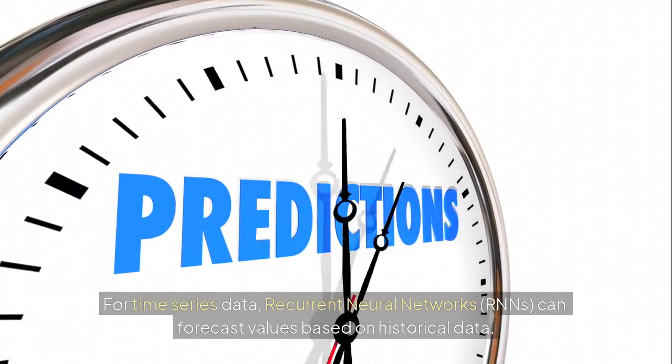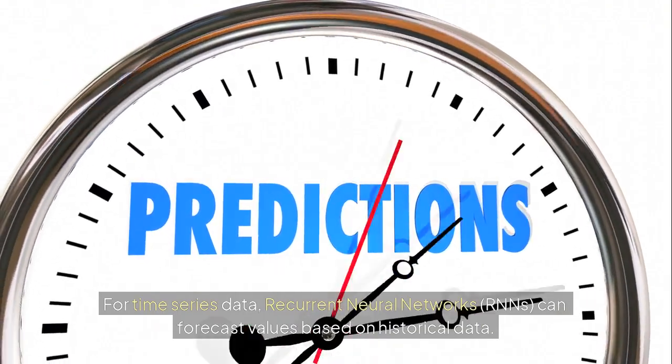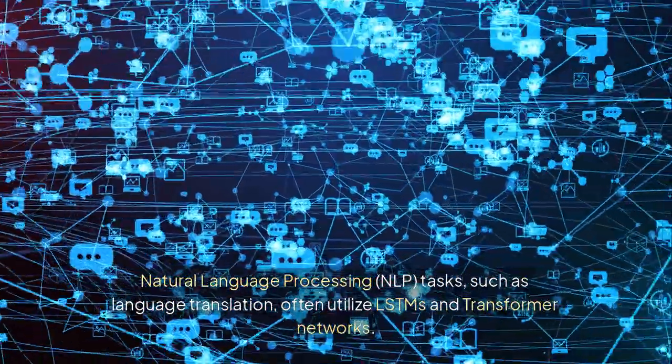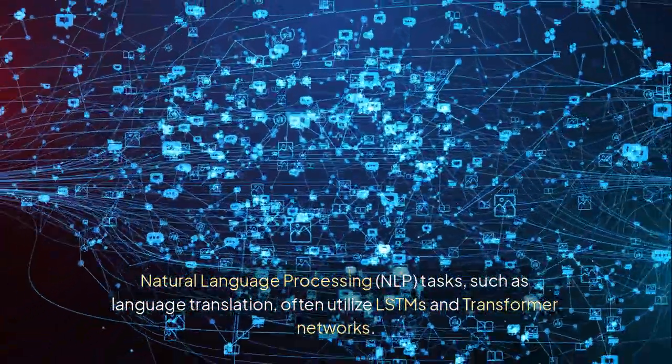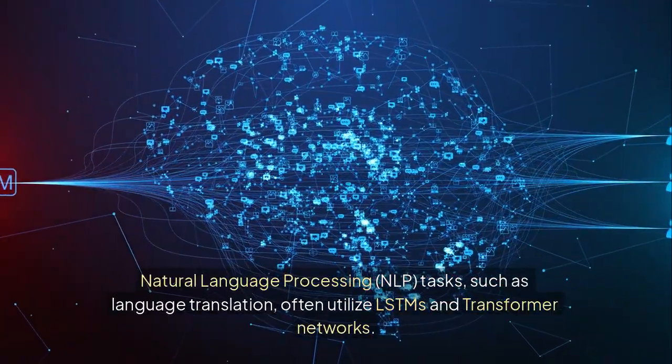For time series data, recurrent neural networks, RNNs, can forecast values based on historical data. Natural language processing, NLP, tasks, such as language translation, often utilize LSTMs and transformer networks.